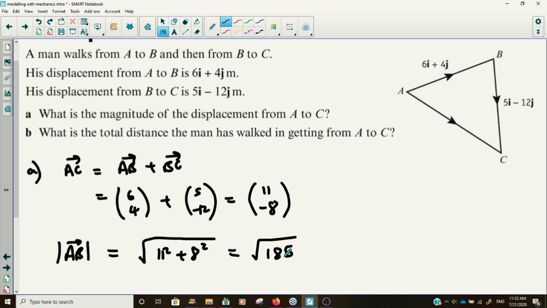Okay. And work out what the decimal equivalent is for that. We get 13.6. Okay. Now displacement is in meters, so the magnitude would also be in meters.